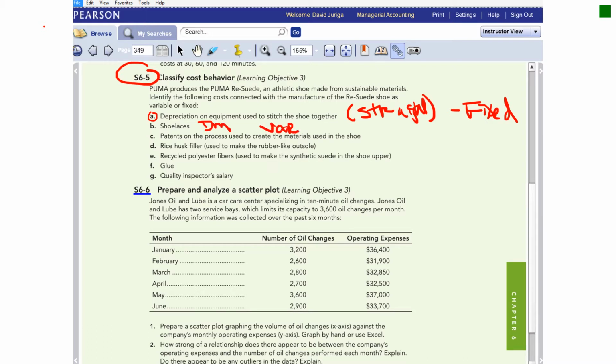So direct material: the more shoes you produce, the more material cost you're going to be using, so that cost is going to go up or down versus volume, so that's variable. Part C says patents on the process used to create the materials used in the shoe. Well, with a patent you actually do what they call an amortization schedule, and that's typically just like depreciation, kind of like straight line depreciation. So therefore, patent amortization will be fixed.